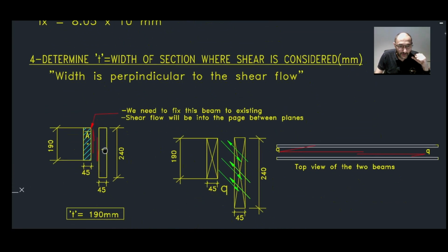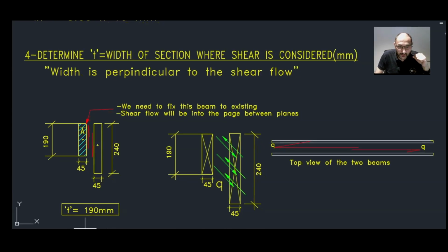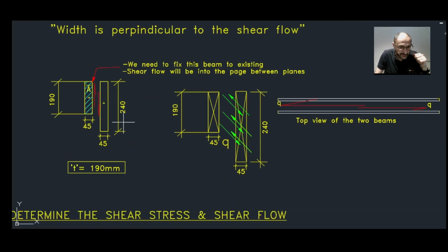Okay, let's get back into it. Where are we? Now the fourth step, work out the width or thickness T, which is perpendicular to the shear flow. In this case, the shear flow is running into the page in this plane here between the two beams. Here I've also shown a top view of the beams and the direction of the shear flow. So in this case, the width or thickness perpendicular to the shear flow would be 190 millimeters.